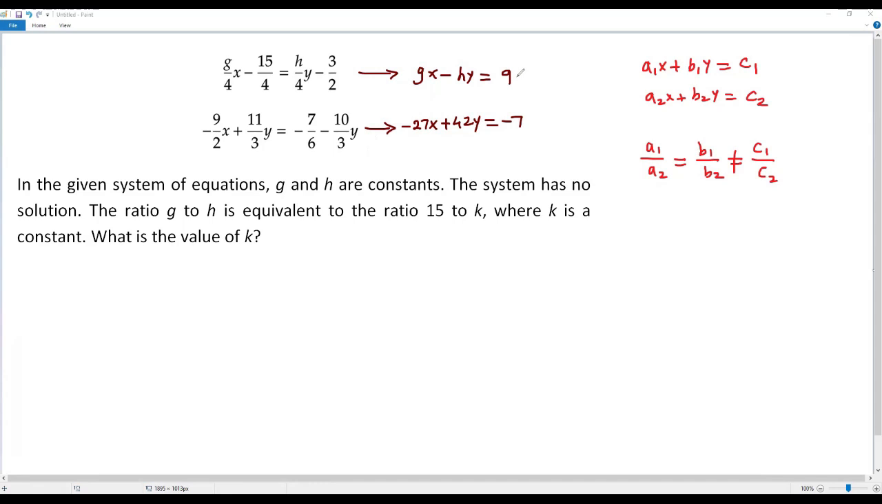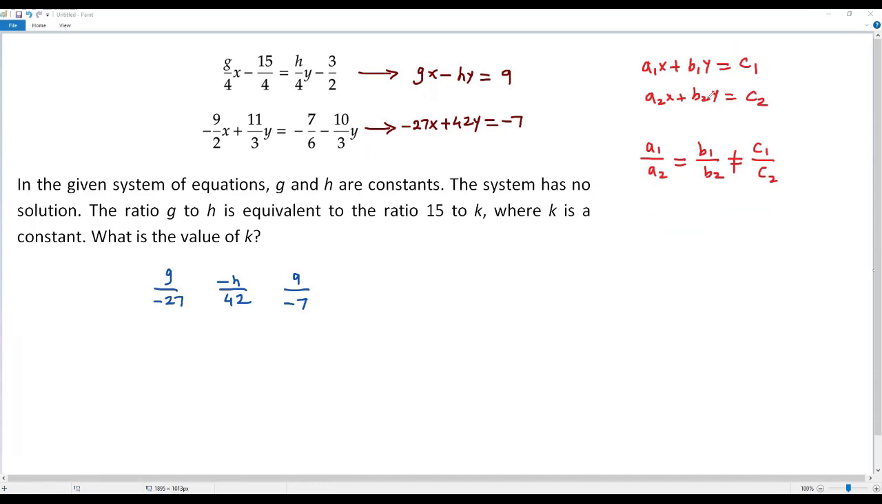Here we have both the given linear equations in standard form. Now let me get the ratio of the coefficients of x, that is g over −27. The ratio of the coefficients of y is −h over 42. And the ratio of the constant terms is 9 over −7. Here there is some information: the system has no solution. Already we have discussed this.